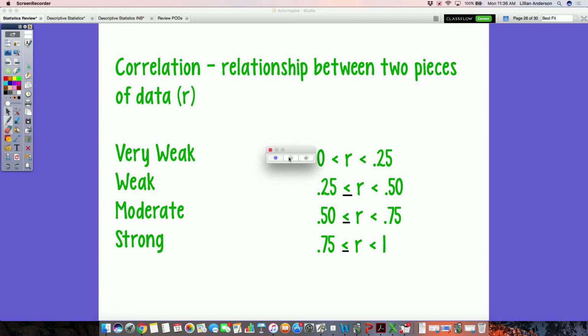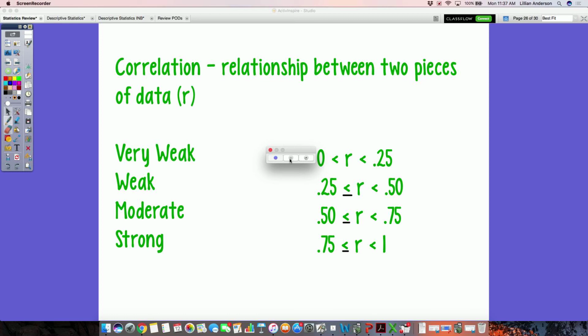This also applied to a negative relationship, okay? Those numbers as well. So if it was 0 to negative 0.25, it was still very weak. And then negative 0.25 to negative 0.5 was weak, and so on and so forth. If data had a correlation coefficient of 0, what did that mean? There was no correlation. And if it had an R value of 1, it was what? It was perfect. Perfectly linear.